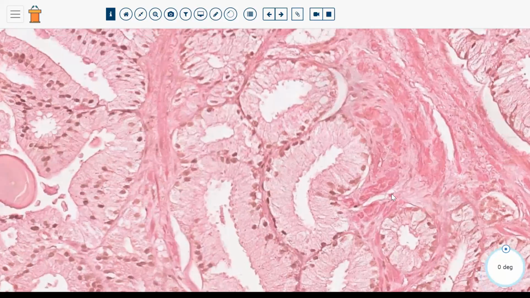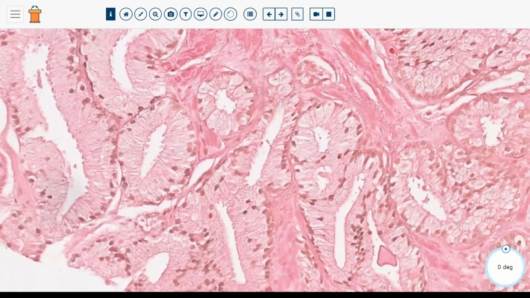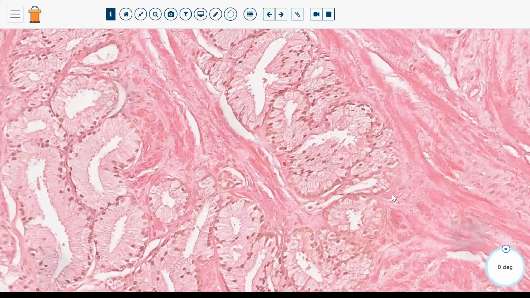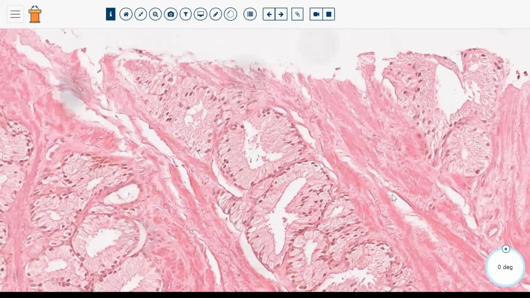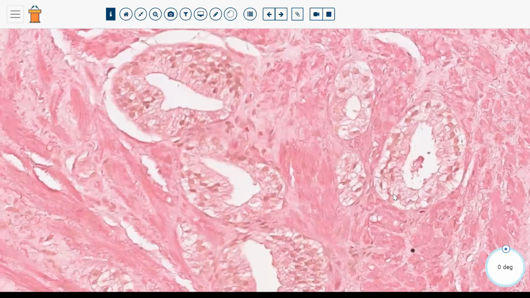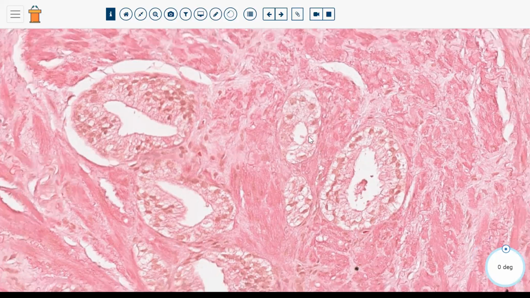But again, this is the thing to remember about the foamy gland variant of prostate cancer: the cytoplasm in these tumors is very foamy, and many of the nuclei are small, so they don't have the typical nuclear features of prostate cancer. But if you look at it carefully, usually you will find some other areas that do have typical nuclear features. So right here, for example, we see a couple of glands that have more typical nuclear features of prostate cancer.